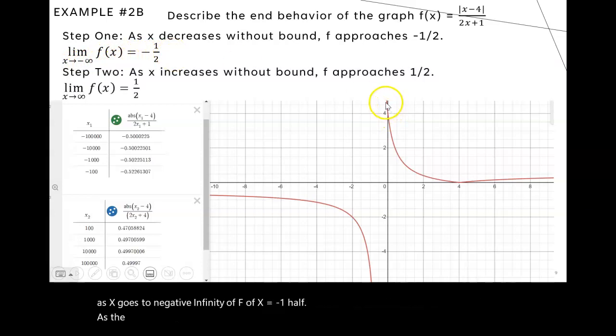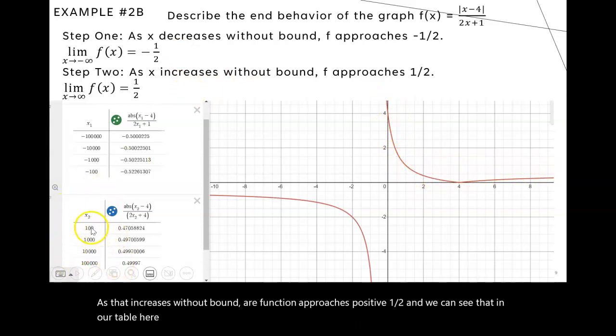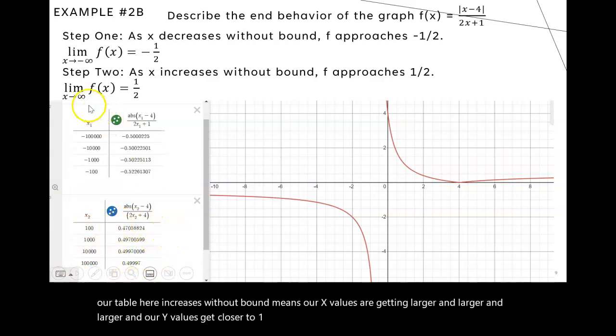As x increases without bound, our function approaches +1/2. And we can see that in our table here. Increases without bound means our x values are getting larger and larger, and our y values get closer to 1/2. So we say limit as x goes to infinity of f of x is equal to 1/2.